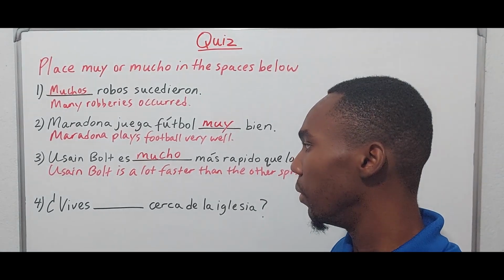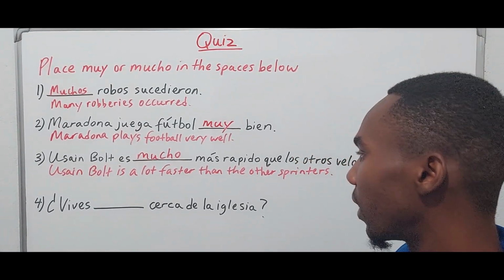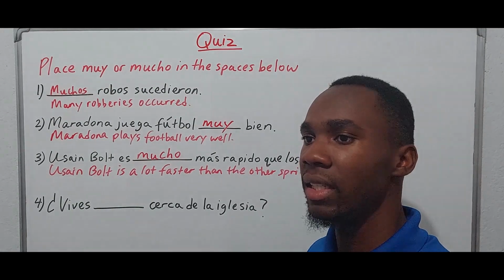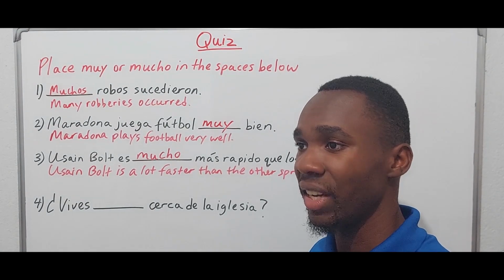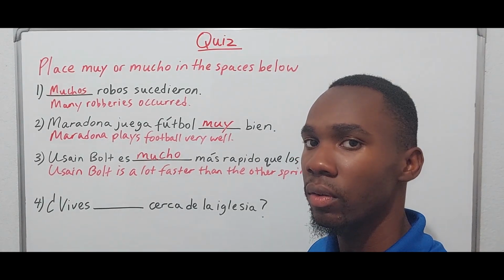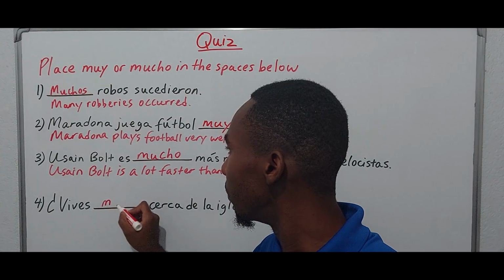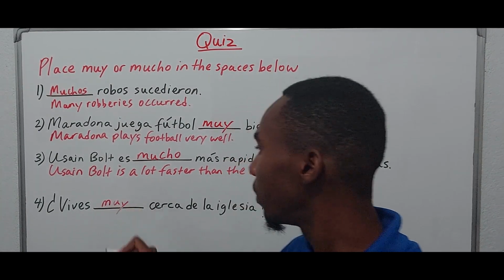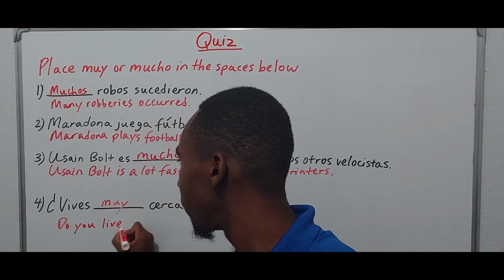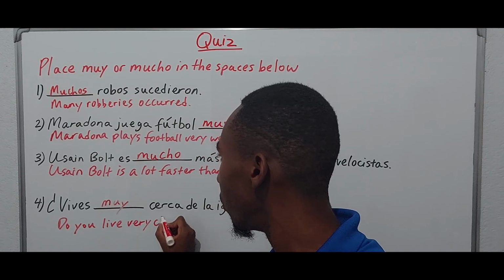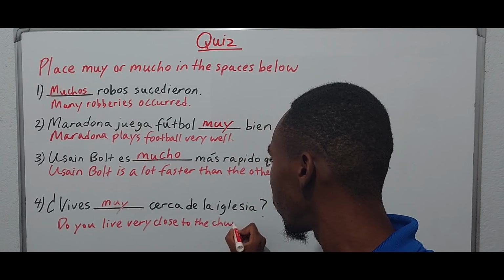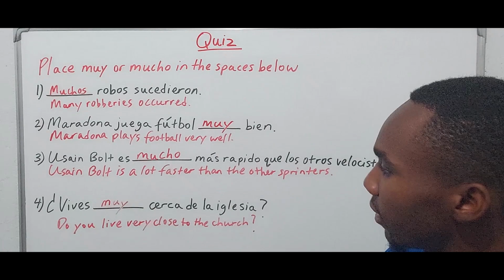And number 4, this is a question. Vives blank cerca de la iglesia. So let's look at what follows. Cerca de means close or near, right? So that's an adverb of place. So we use muy. And that would translate as, do you live very close to the church? Right. Simple.